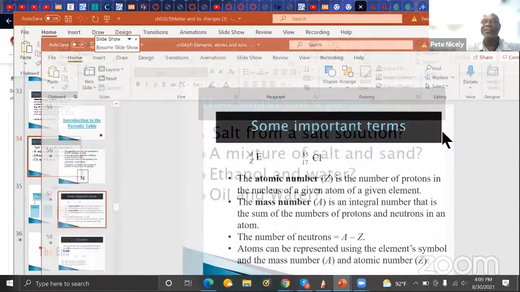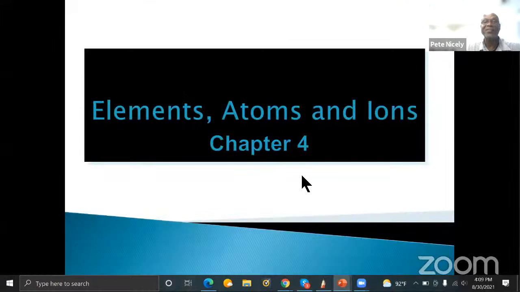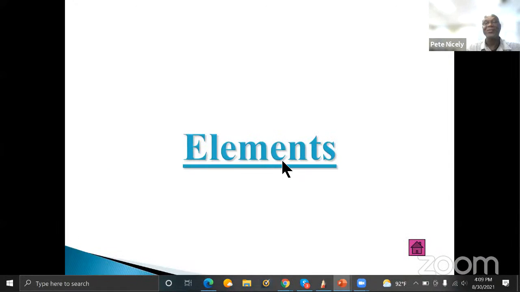And in chapter 4, we'll be dealing with elements, atoms, and ions. So let's begin by defining each of these terms. Elements, and I think we talked about this earlier, but we're going to talk about it again.